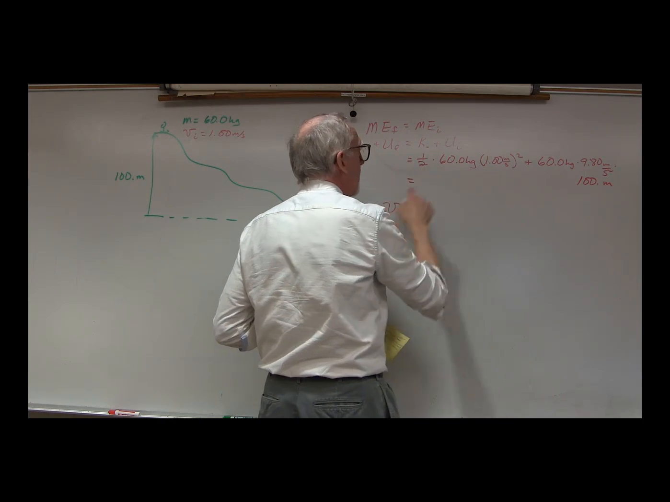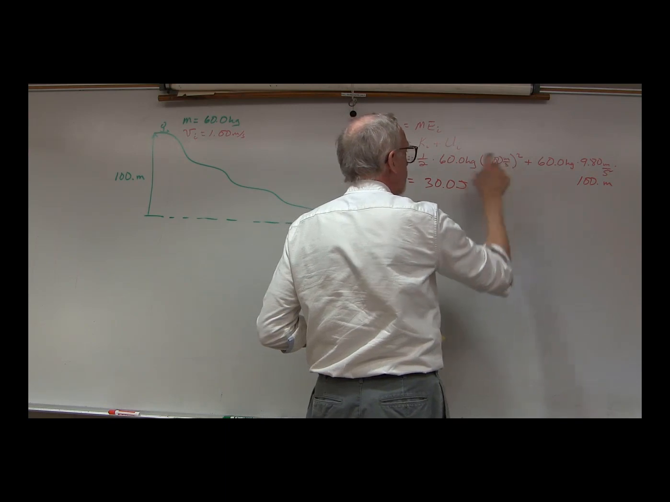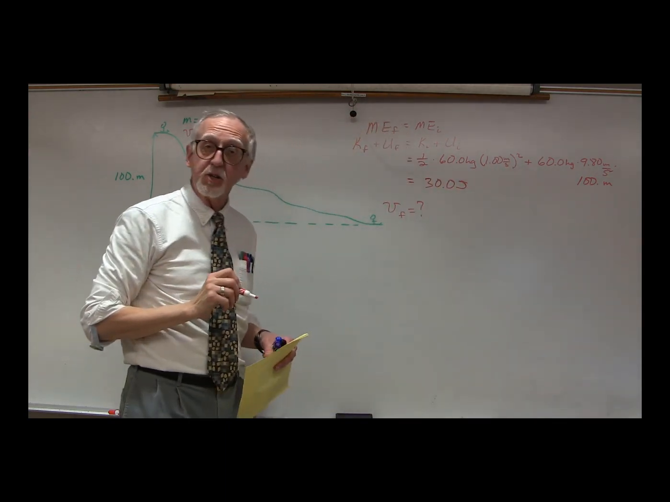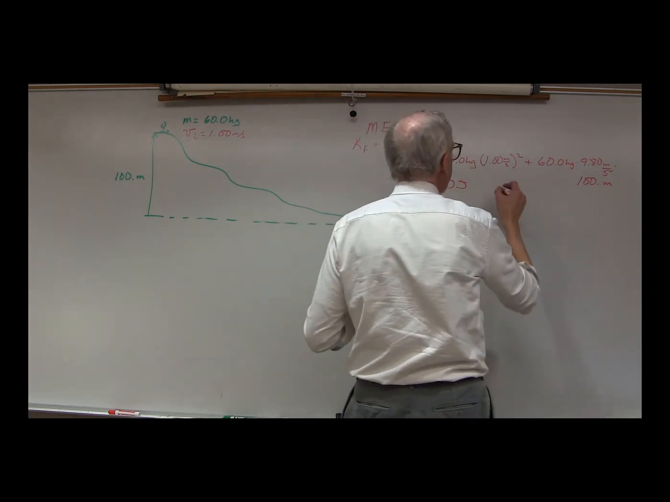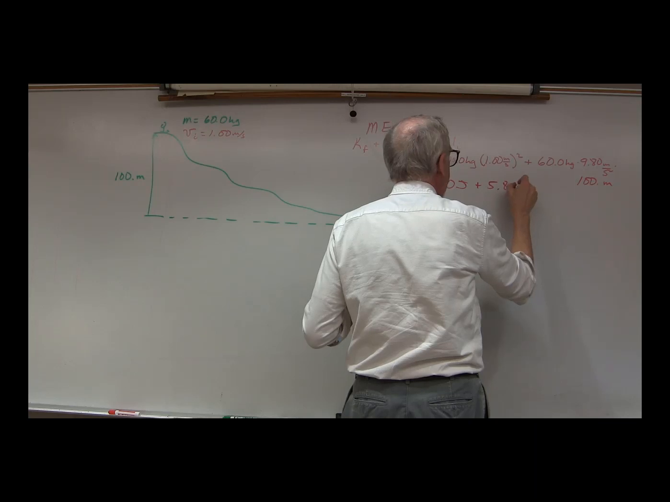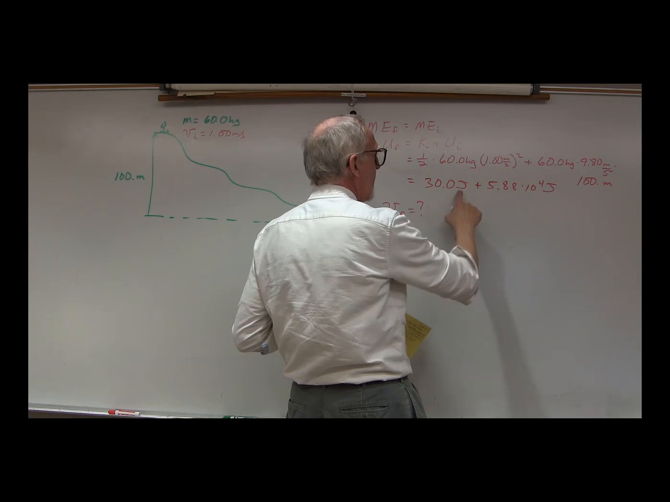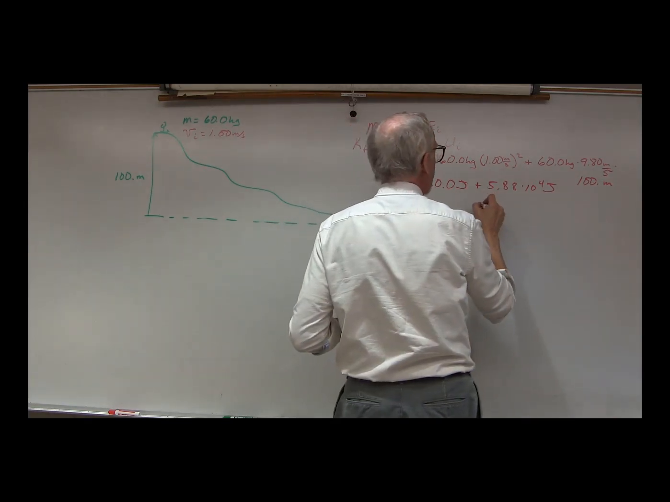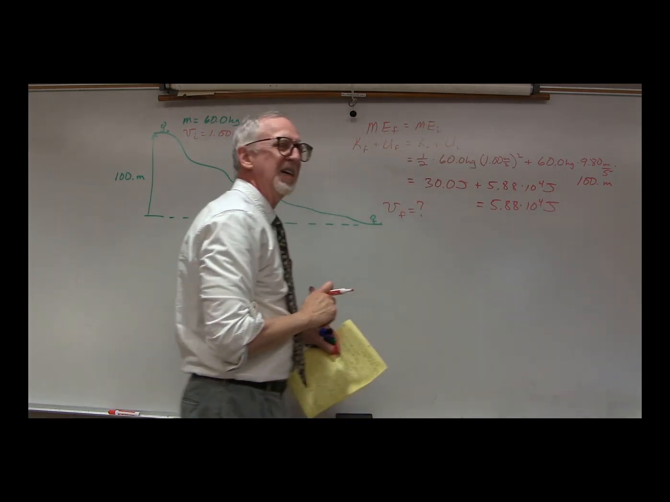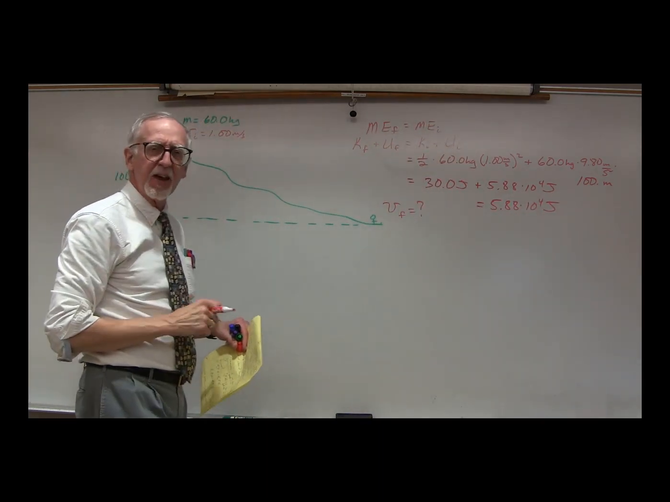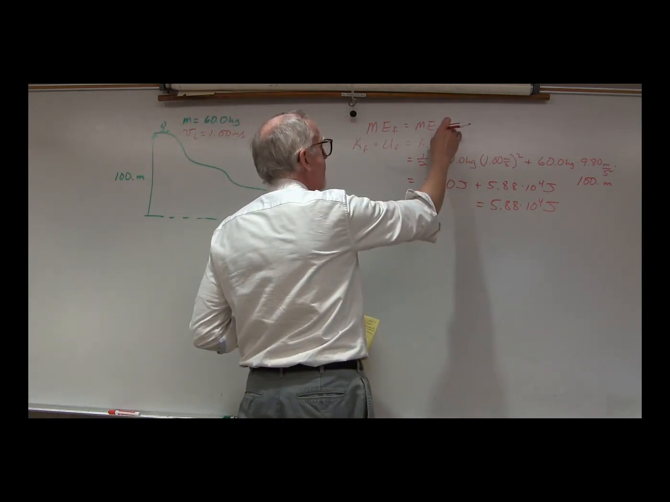So what do we get? Well, we multiply this and we get 30 joules, kilogram meter squared per second squared. 30 joules, that's her initial kinetic energy. What's her initial potential? 60 times 9.8 times 100, that is 5.88 times 10 to the 4th joules. Adding 30 to that, well, it's kind of insignificant compared to this big number, so we end up with the same, 5.88 times 10 to the 4th joules. Her initial speed of 1 meter per second really doesn't contribute all that much. All right, this is her initial mechanical energy.